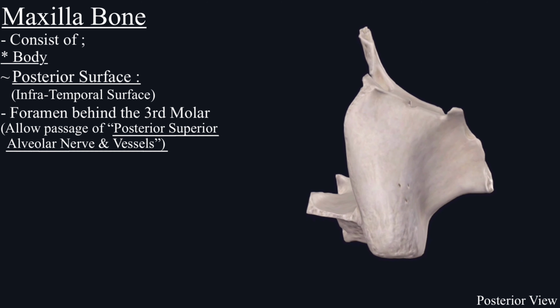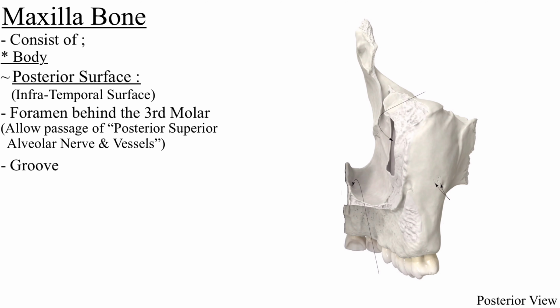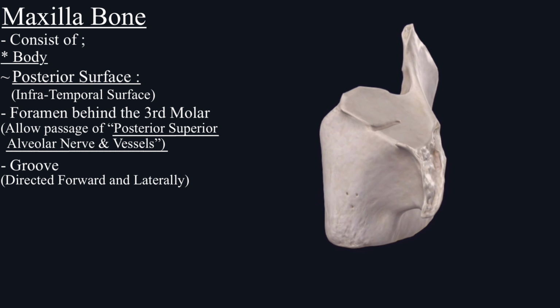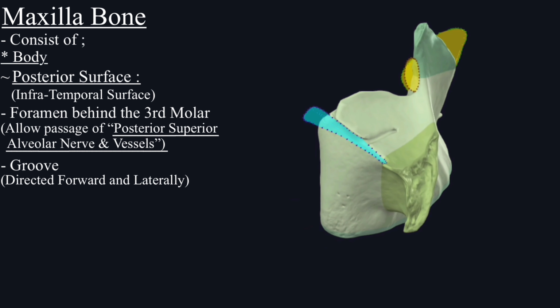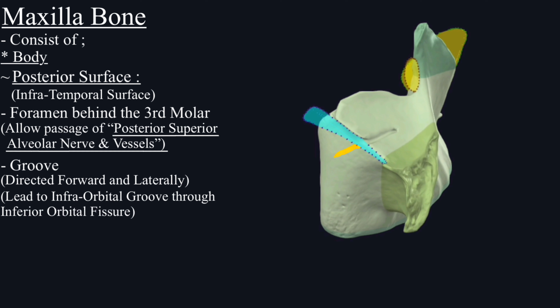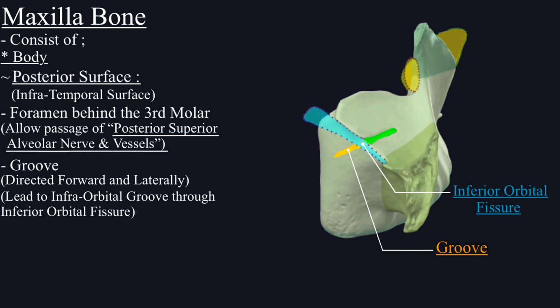Another feature on the posterior surface is this groove. You can appreciate this groove better in this image. This groove is directed forward and laterally. Through the inferior orbital fissure, this groove leads to the infraorbital groove. Here is the groove. This is the inferior orbital fissure.